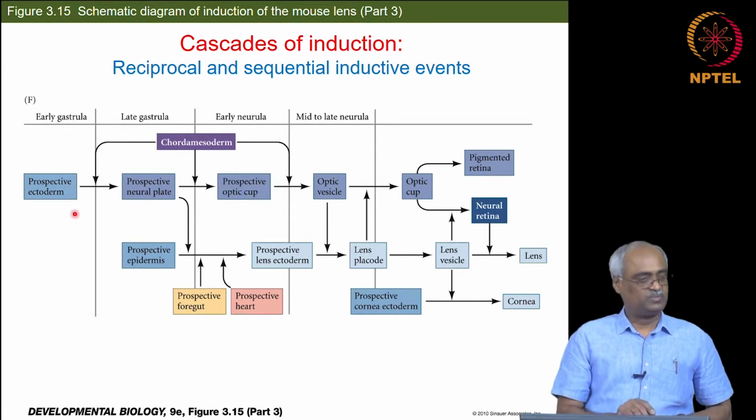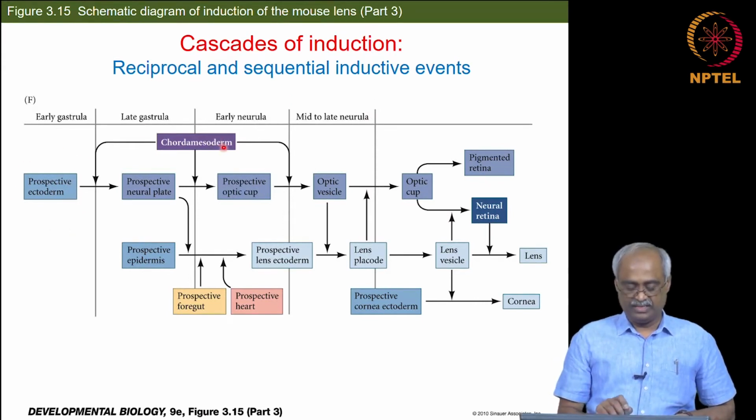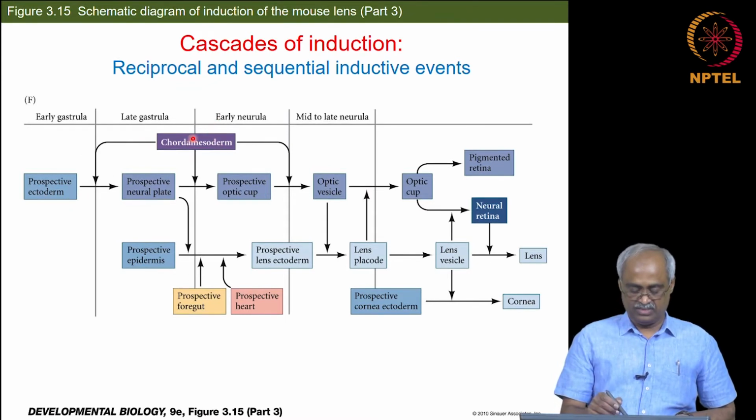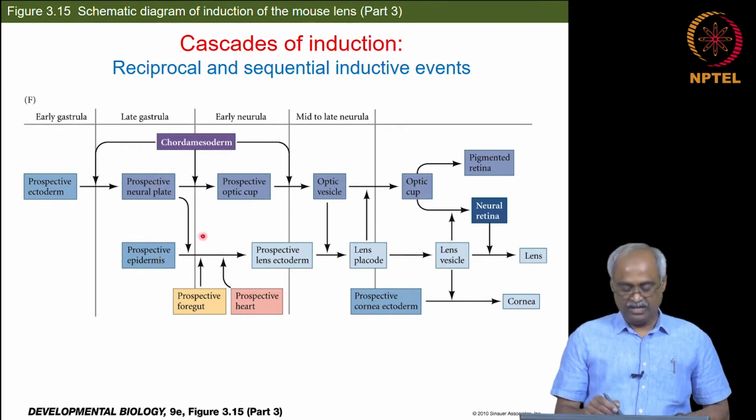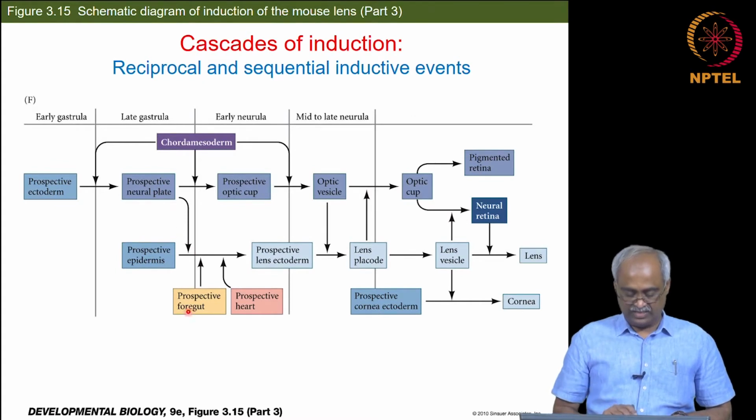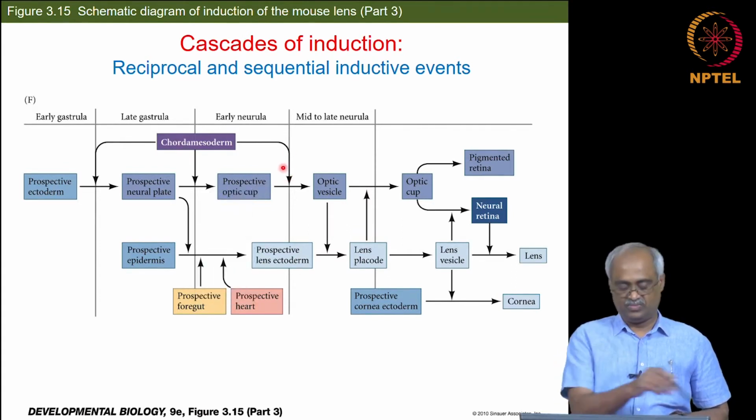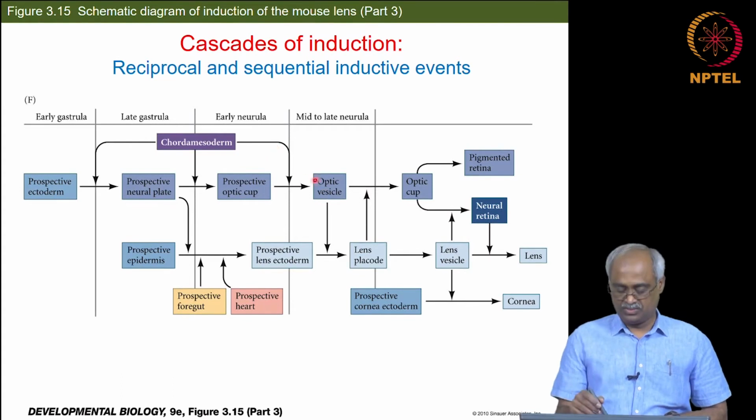Initially you have the prospective ectoderm, and that gets induced initially by the mesoderm to make this neural plate and prospective epidermis. This is the N-cadherin expressing one, and then this one as well as the foregut endoderm and then the mesoderm, dorsal mesoderm, that is finally going to form the heart, they induce this to make the lens ectoderm, and this is going to now differentiate into optic cup, and this in turn gets induced by this mesoderm here, which we did not see so far in our cartoons.